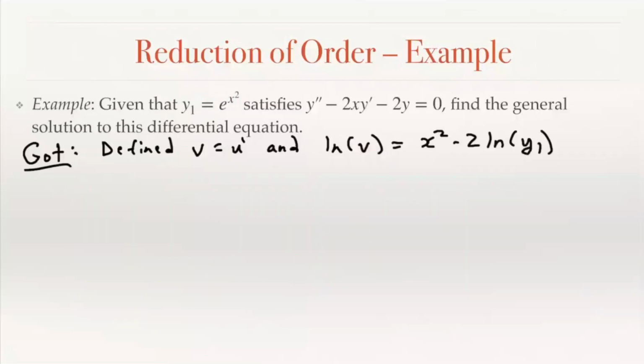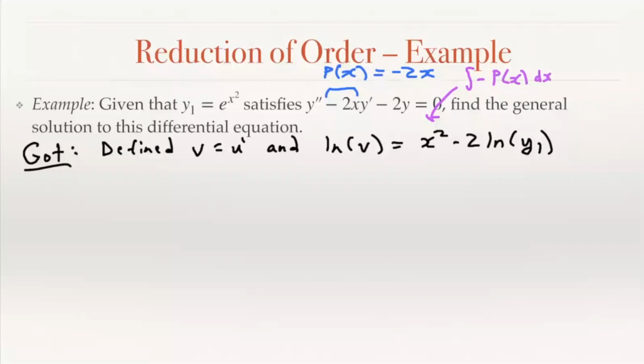So on the previous slide, we defined v as u prime to reduce the order, and then we got that the natural log of v is x squared minus 2 ln y1. And it should be noted that that x squared, if p of x was that negative 2x, then this x squared there, that was the integral of negative p of x. The integral of negative 2x, the integral of 2x was x squared.